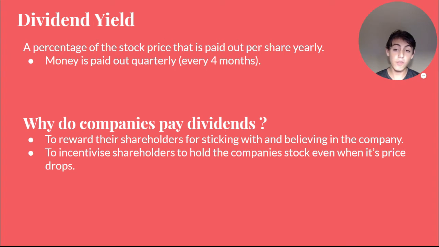And a really good question to ask yourself is, why do companies pay these dividends? It's like free money. They do this to reward their shareholders for sticking with them and believing in the company, and to incentivize their shareholders to hold onto the company stock when the price drops. So if you bought a stock at $5 and that drops to $4, you might want to get out of that stock and sell it for the loss before it goes down more. But if they're paying you a dividend yield, then you could make that dollar back. You can make your 25% back.